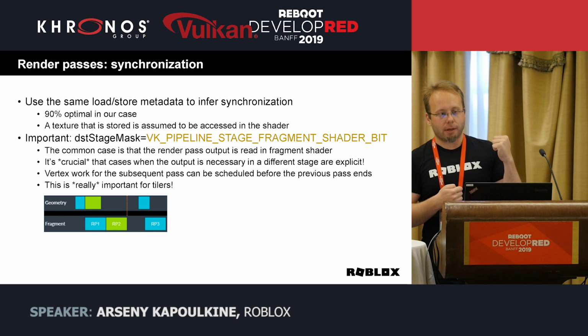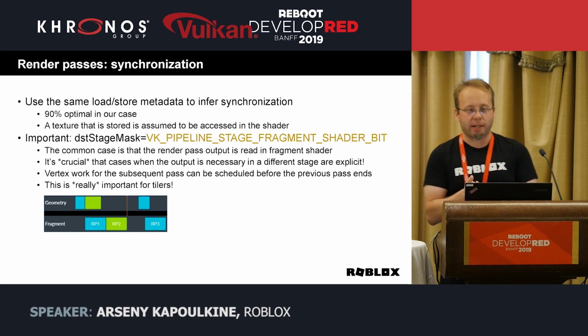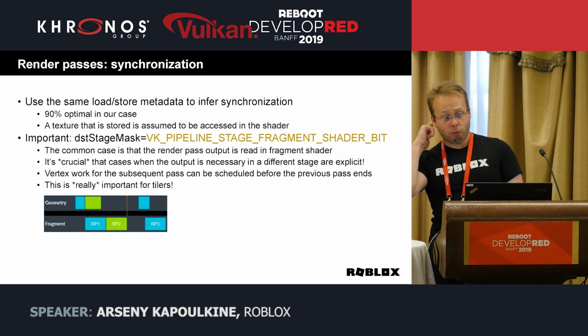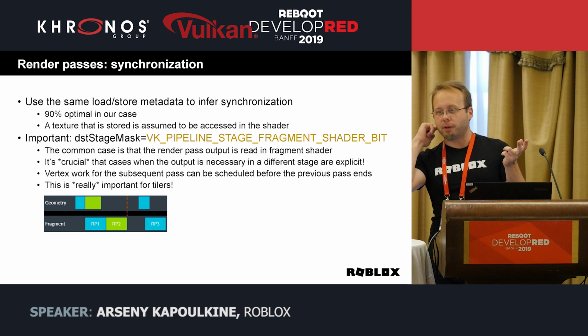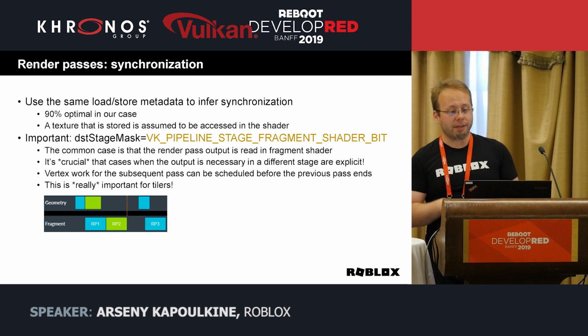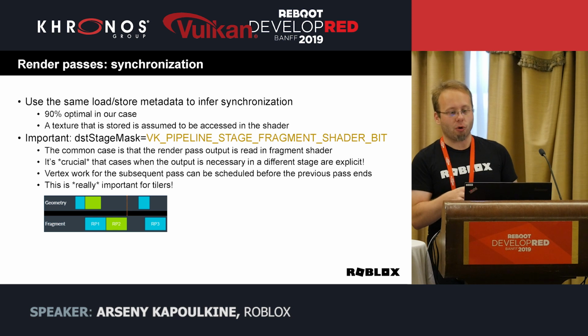And this is our default setup, right? Our default assumption is if you're rendering the texture from a render pass, you're gonna read it in the fragment shader, and then we insert the appropriate barrier for this. If you don't specify the fragment shader bit, things will be suboptimal on tilers specifically, because potentially the entire binning phase in the next pass will be blocked by your fragment shader workload.